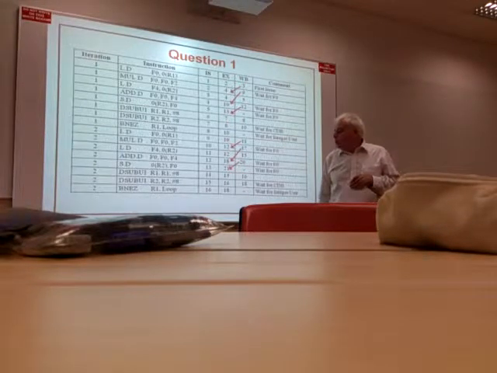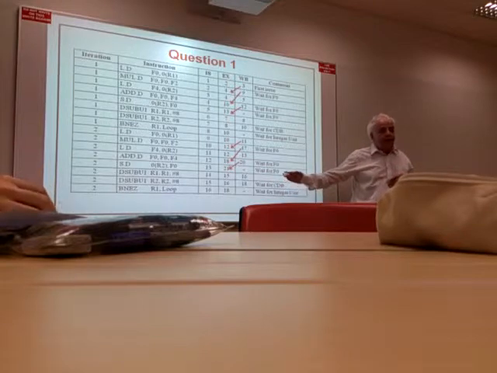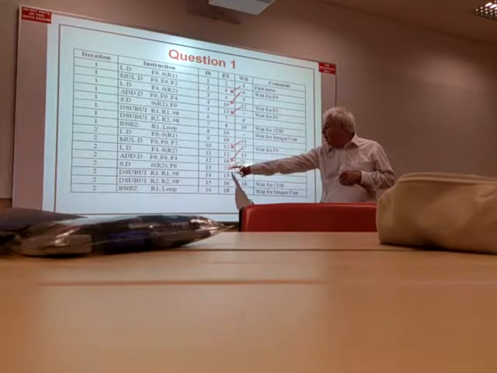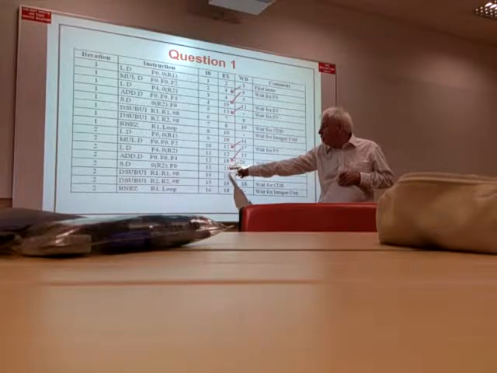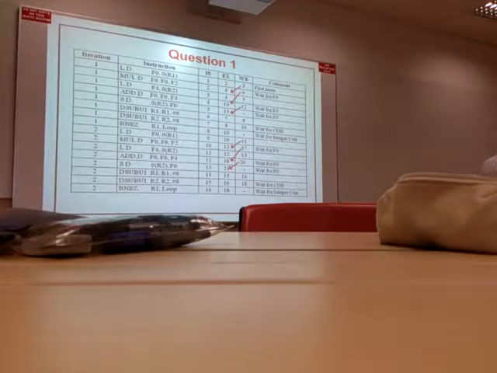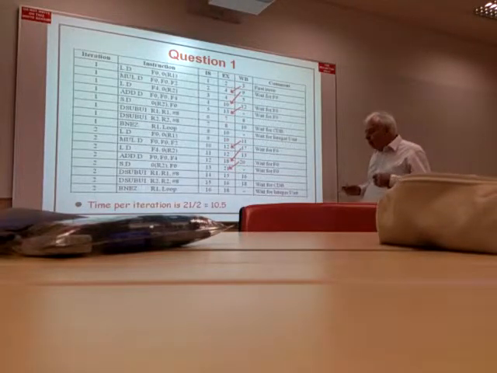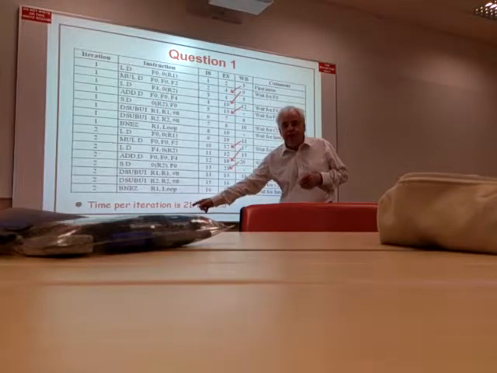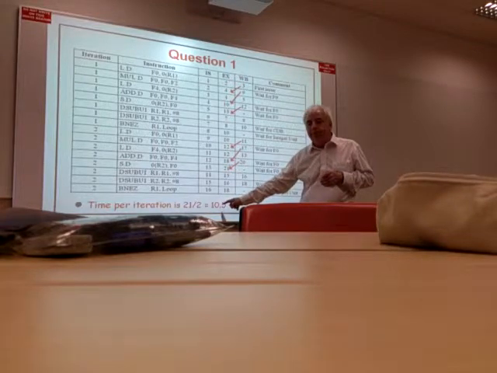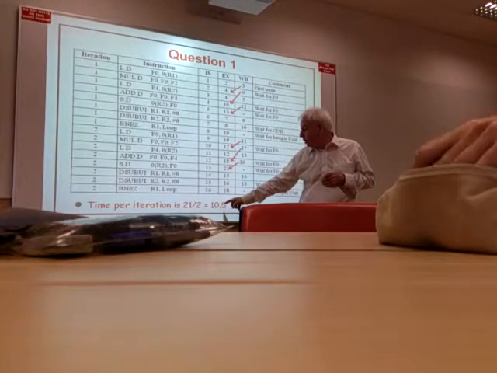So how many clock cycles does it take altogether to execute these two iterations of the loop? 21. Because the last instruction to execute is this store instruction, which is executed in clock cycle 21. So in the execution time, if you take the average over the two iterations, we have 21 cycles altogether, divided by two iterations, so it's an average of 10.5 cycles per iteration.